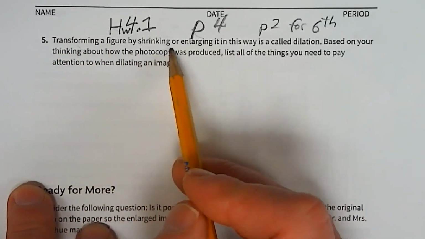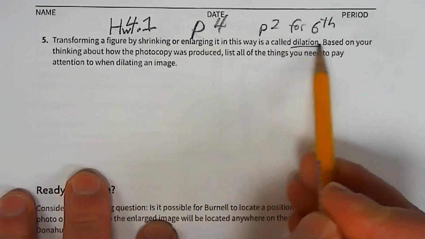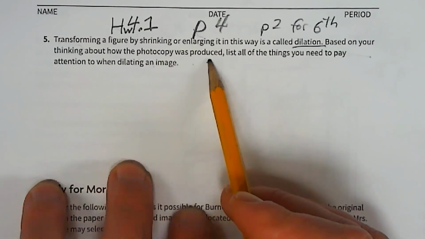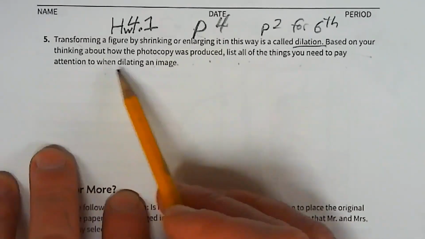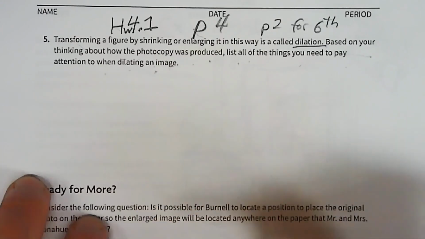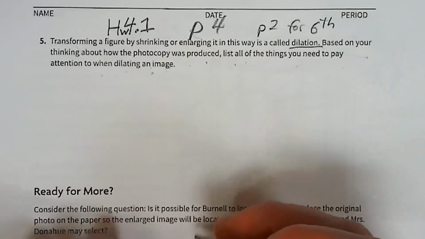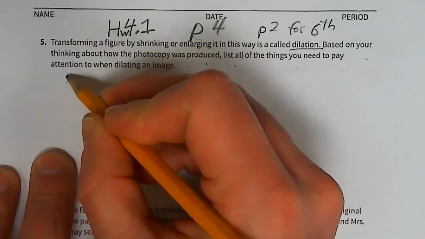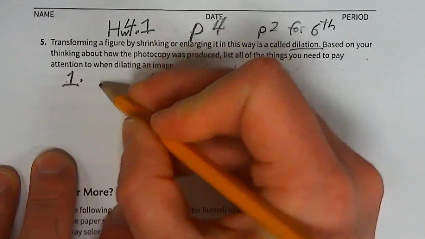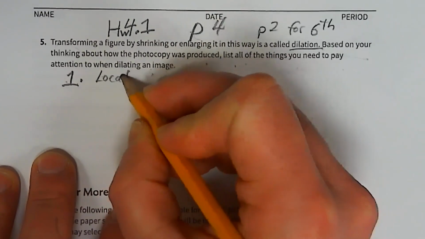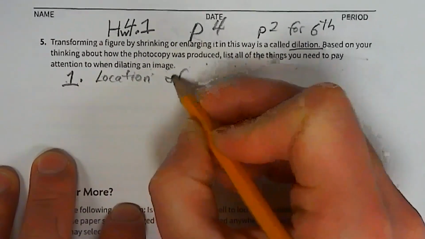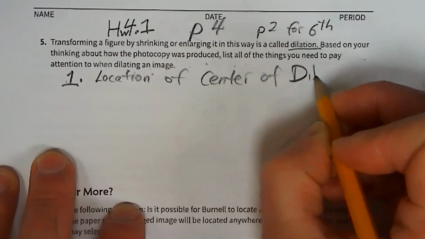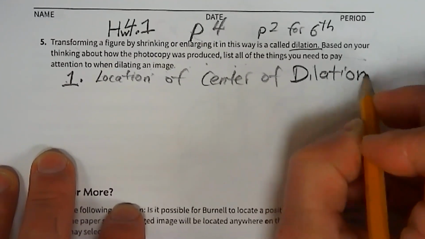Transforming a figure by shrinking or enlarging it in this way is called dilation. Based on your thinking about how the photocopy was produced, list all the things you need to pay attention to when dilating an image. So thinking back to yesterday's photocopier activity, what are all the things you need to pay attention to? 1. Location of the center of dilation. This is where everything is getting pushed or pulled from.